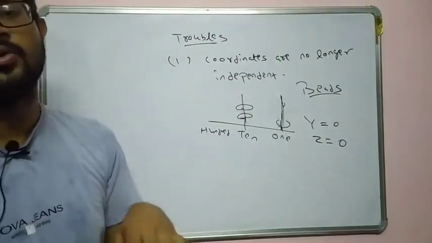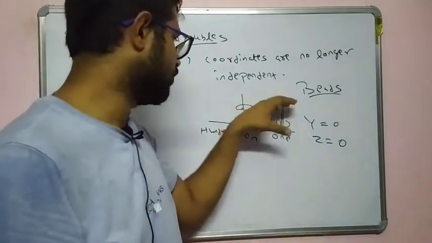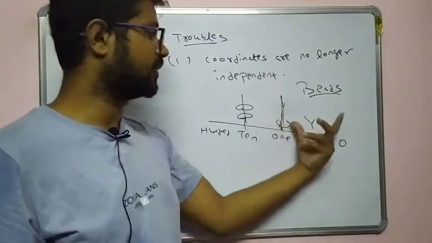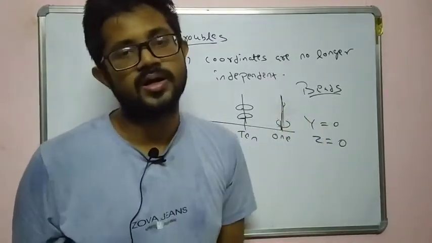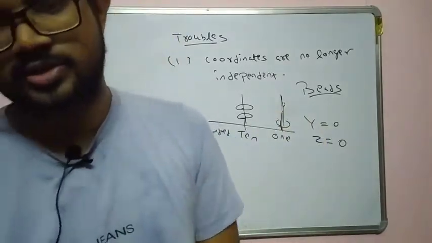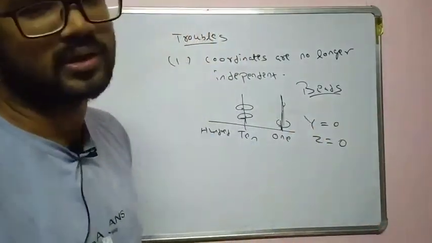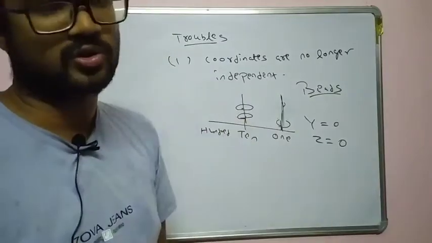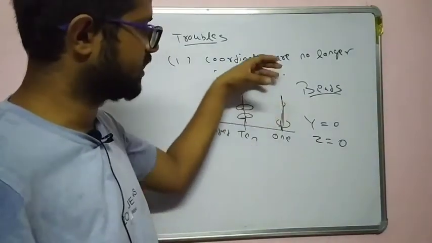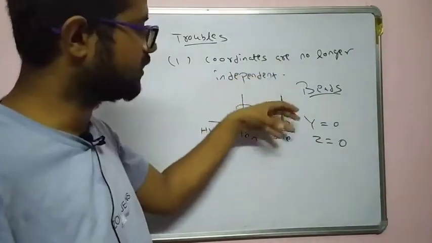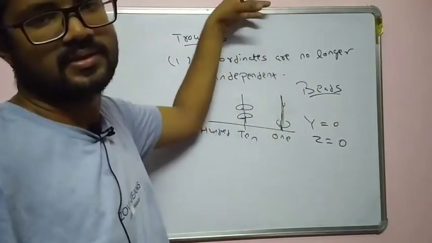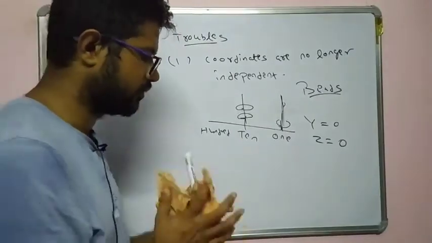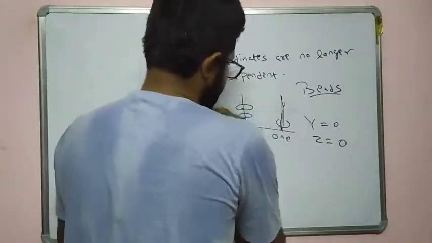y and z are no longer independent. The moment you place the beads on the x-axis, automatically y and z will be 0. That means y and z are no longer independent; you cannot take the value as per your choice. The moment you fix x, y and z will be 0. So you have to remember this, it is very important.